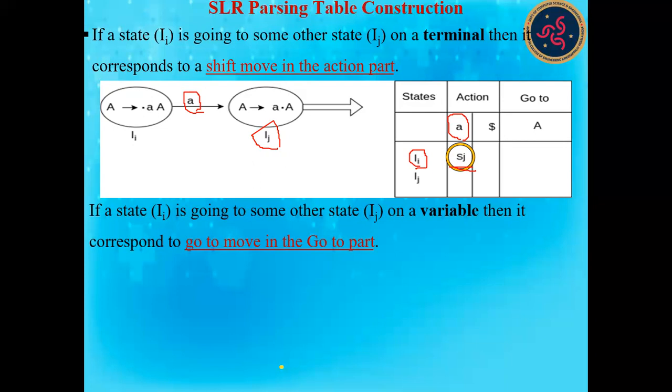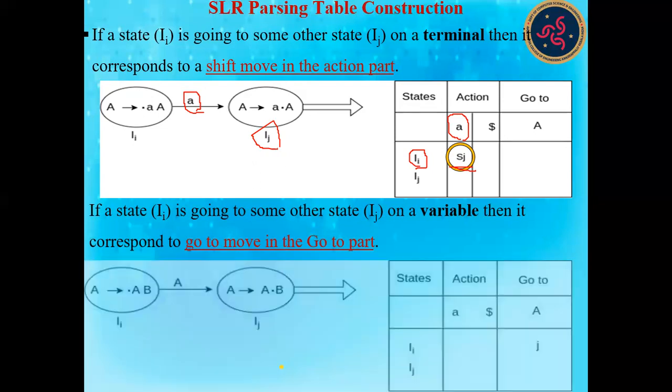Next we have a non-terminal symbol. Here we have a non-terminal symbol, capital A, read, going from Ii to Ij. So again we have an entry, this time in the goto part. At the non-terminal symbol A, we just write the number. We don't write S here, because that shows a shift operation. Here we just represent the state number, that is j. That is how we make the entries in the SLR parsing table.